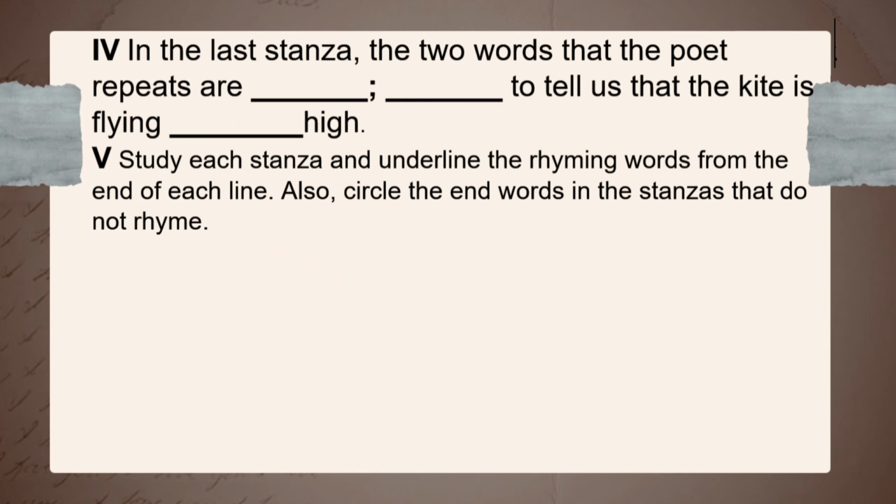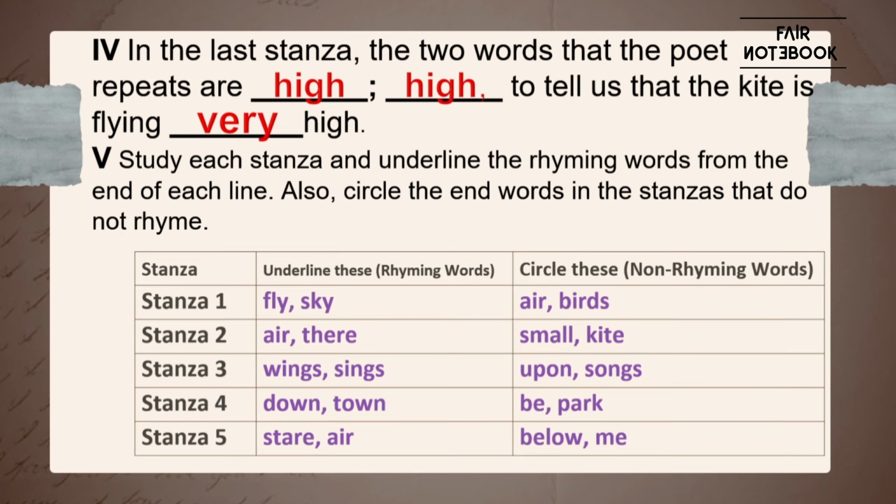Fourth, in the last stanza, the two words that the poet repeats are "high, high," to tell us that the kite is flying very high. Fifth, study each stanza and underline the rhyming words from the end of each line. Also, circle the end words in the stanzas that do not rhyme.